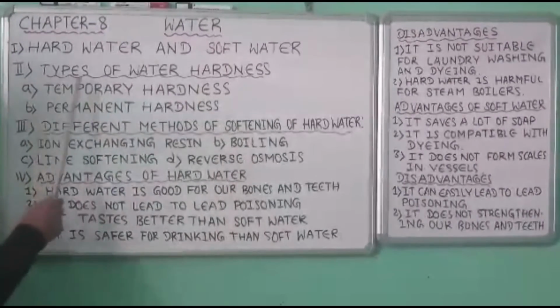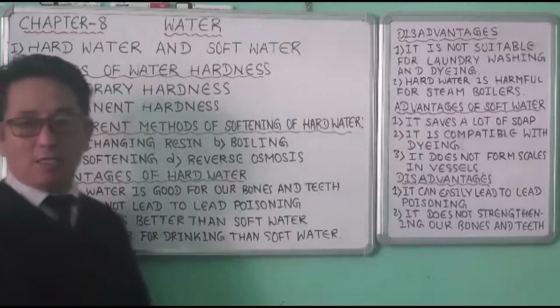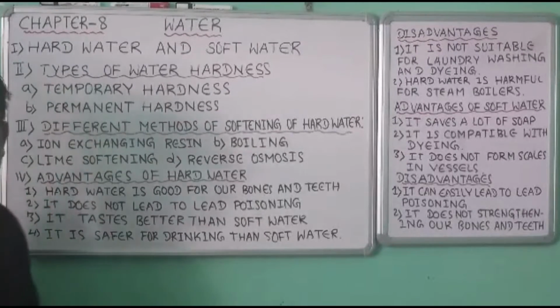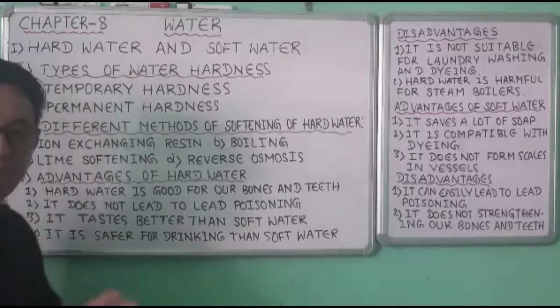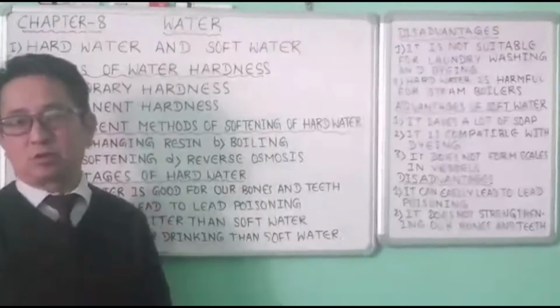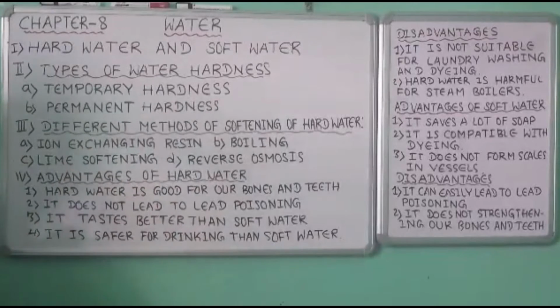Next, types of water hardness. There are two types of water hardness: temporary hardness of water and permanent hardness of water. Temporary hardness of water: the sample of water that contains dissolved bicarbonates of calcium and magnesium is known as temporary hardness of water.